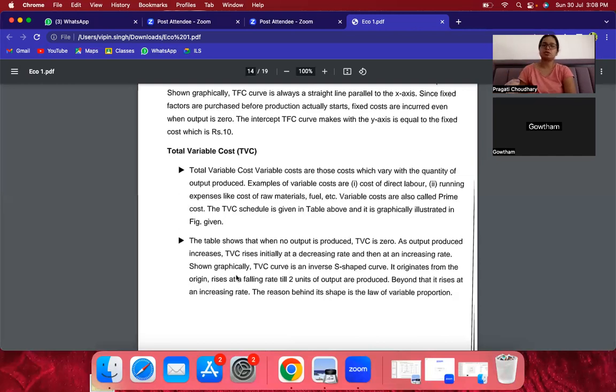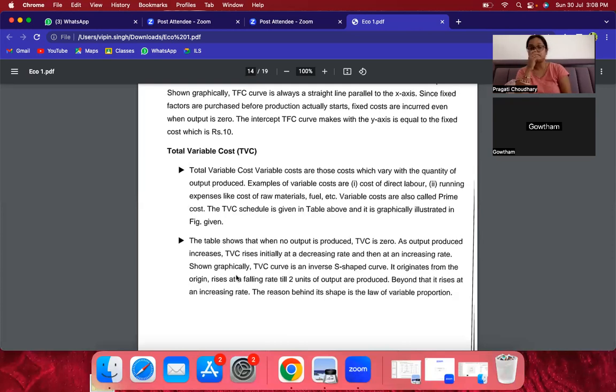Running expenses like cost of raw materials, fuel, etc. Obviously, if you want to produce more output this year, you will be buying more raw materials. If you want to produce less output this year, you will buy less. Now, variable costs are also called prime costs.